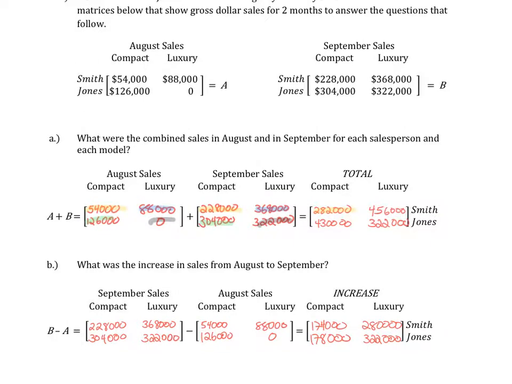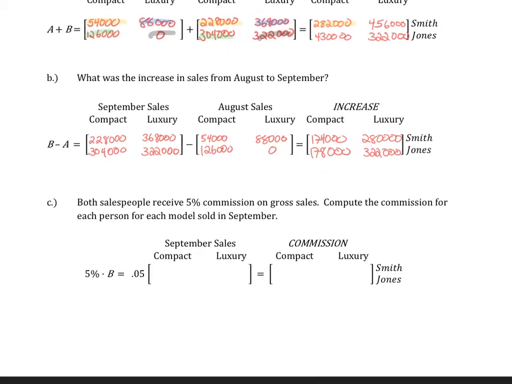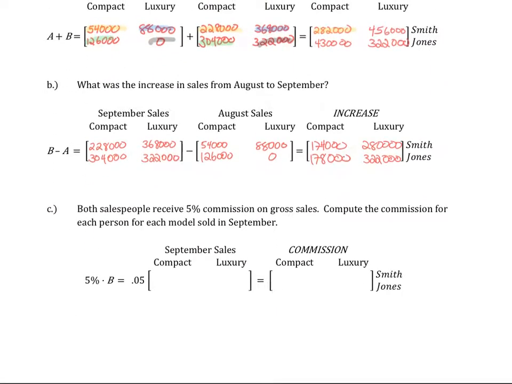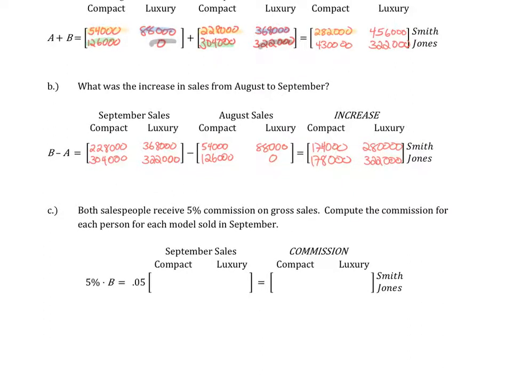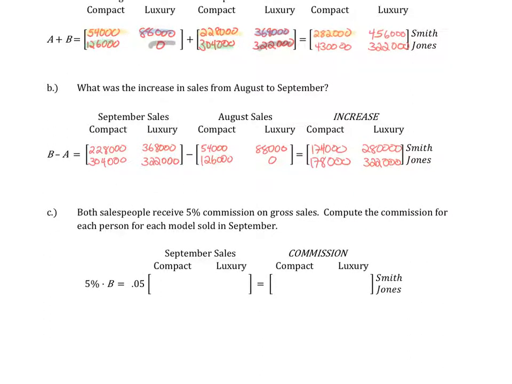So finally here, part C says both salespeople receive 5% commission on gross sales. So we want to compute the commission for each person for each model sold in September. What this means is that we want to take 5% times the entire matrix. This is what we call scalar multiplication. We're just multiplying every element in the matrix by some factor.